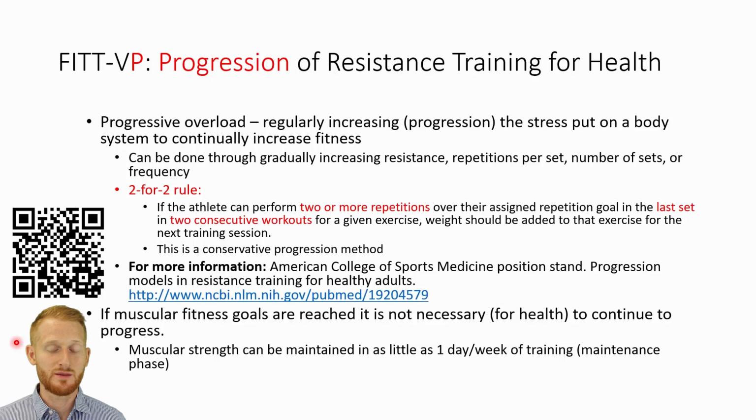The P in the FITT-VP principle stands for progression. Remember, we talked about progressive overload. That's essentially what we're talking about here. So increasing the resistance as the person gets adapted to that exercise so that they continue to get better. Okay, the recommendation that you're going to see most commonly in books from the ACSM and even a lot of the books from the NSCA is going to be the 2 for 2 rule. If the person can go through 2 repetitions more than what you prescribed, 2 sessions in a row of the same workout session, that means you need to increase the resistance so that they can no longer do that.